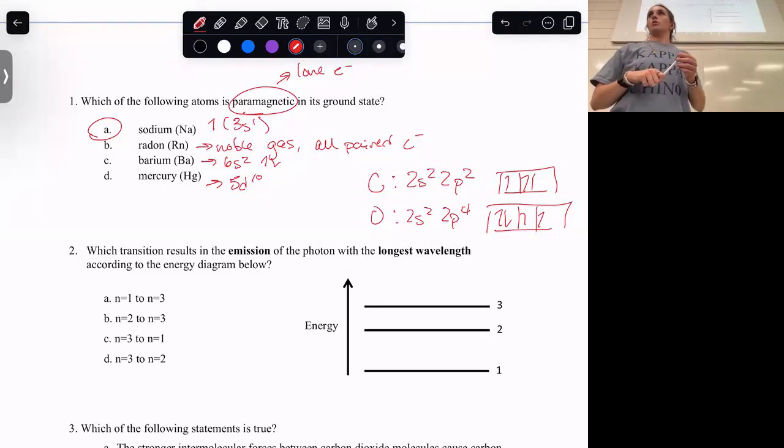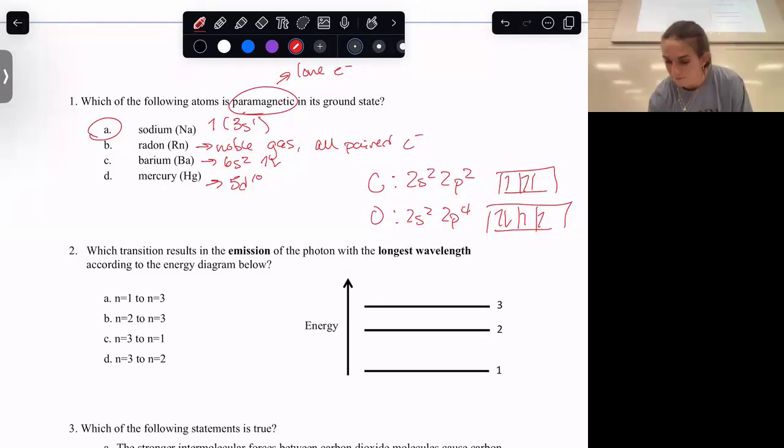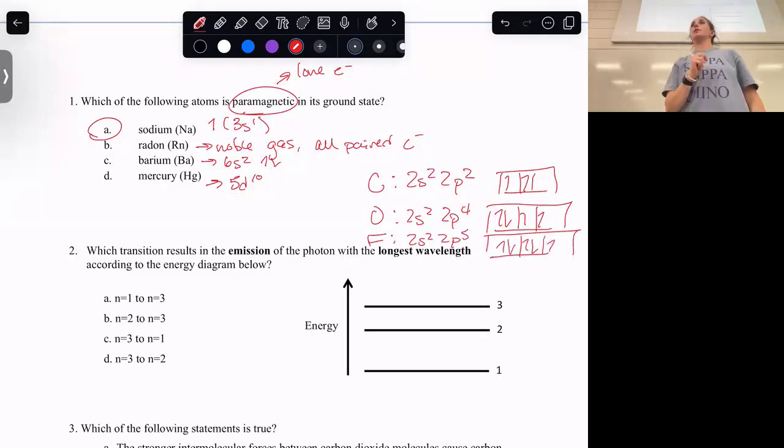So like 2p5, would that be paramagnetic? Yep, right, so fluorine. It still has one unbound electron. So oxygen is more paramagnetic than fluorine, but fluorine is still paramagnetic.